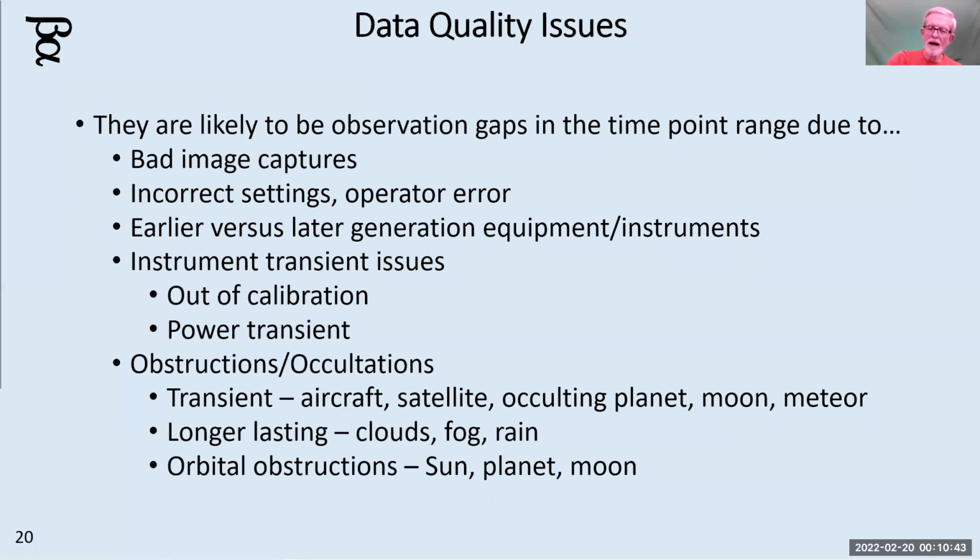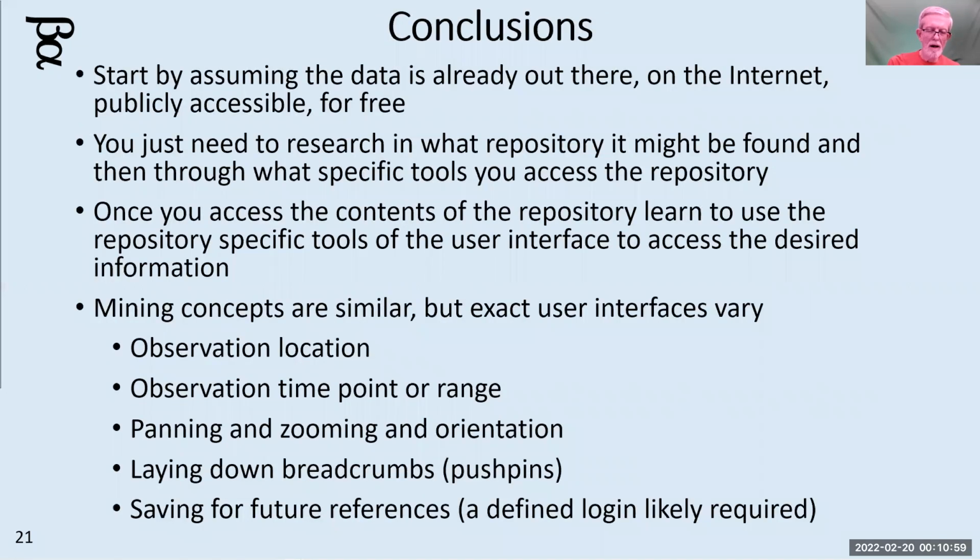So if they were doing periodic observations and sending it back to Earth, there'd be a gap, a data quality gap. So don't count on everything to be 100%. There will be gaps. So in conclusion, when you're going to look for something, start by assuming that the data is already out there, already on the internet, likely publicly accessible for free. You just need to find out, who's storing it? Where can I go look?